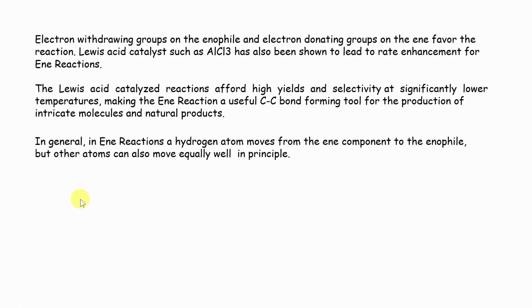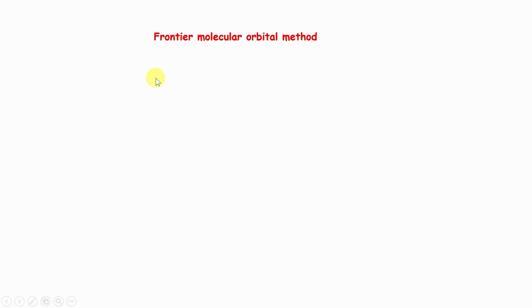Okay, in a general Ene reaction, a hydrogen atom moves from the Ene component to the enophile, but other atoms can also move equally well in principle. That means usually a hydrogen atom moves from the Ene component to the enophile, but other atoms may also move in certain Ene reactions. Then next we will discuss the frontier molecular orbital method of the Ene reaction.